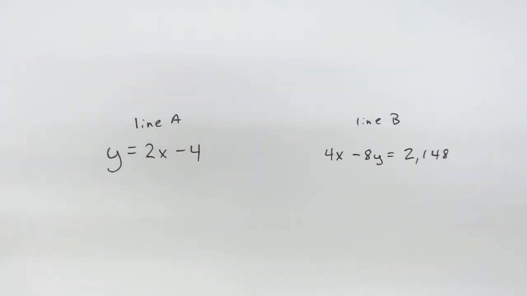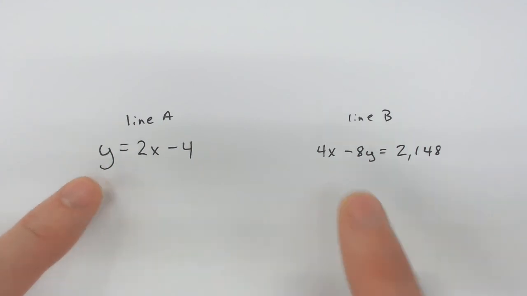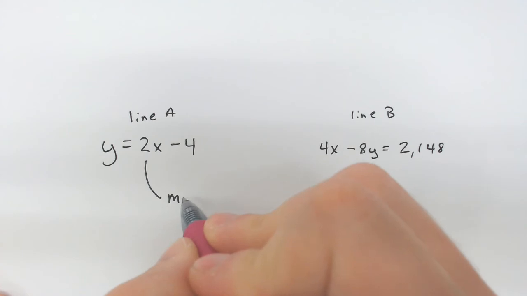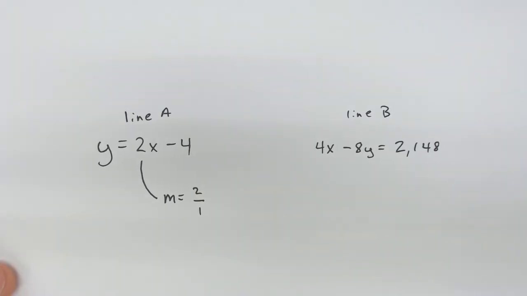2,148. And there's a reason why I chose 2,148, because we don't care about the y-intercepts to figure out if the slopes are parallel or perpendicular. We only care about the slopes. Okay? So the slope of line A, that one's really easy. The slope of line A is 2, or you could say 2 over 1.